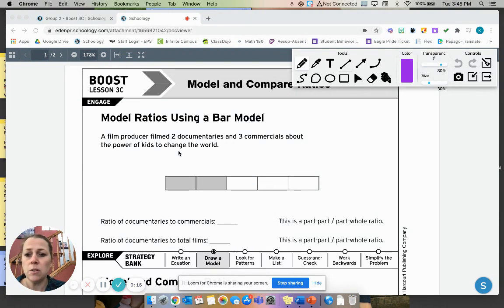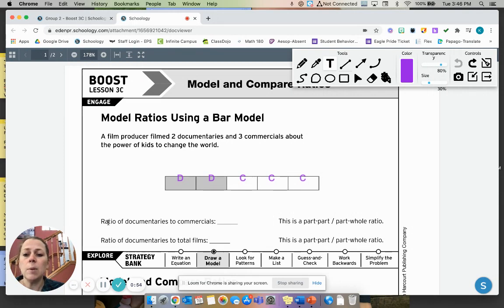We have a film producer who filmed 2 documentaries and 3 commercials about the power of kids to change the world. We have 2 shaded boxes because that represents the documentaries, because we have the number 2. We have 3 commercials and 3 unshaded boxes because that represents the commercials. Something that might be helpful is to type a D in this box and a D in this box, and a C for commercials and a C for commercials. That is what those boxes mean.